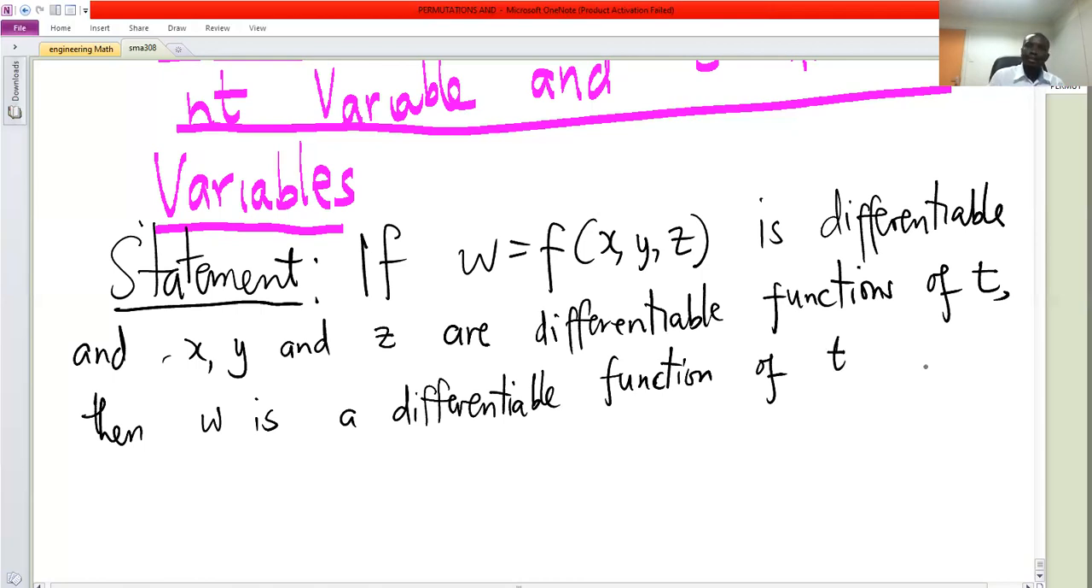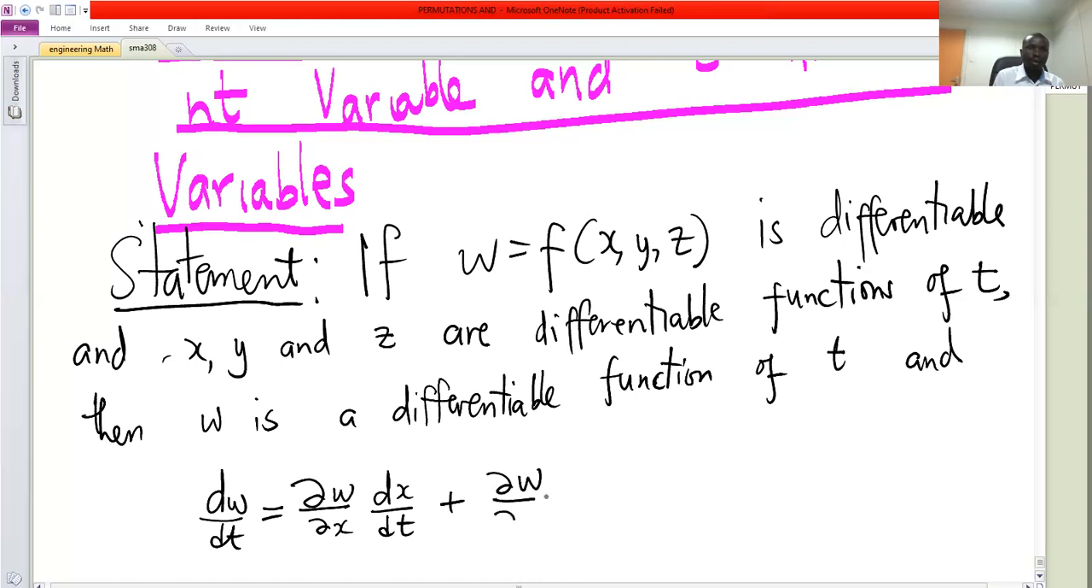and the derivative of W with respect to T is partial W partial X, dx dt, plus partial W partial Y, dy dt, and then plus partial W partial Z, and then dz dt.